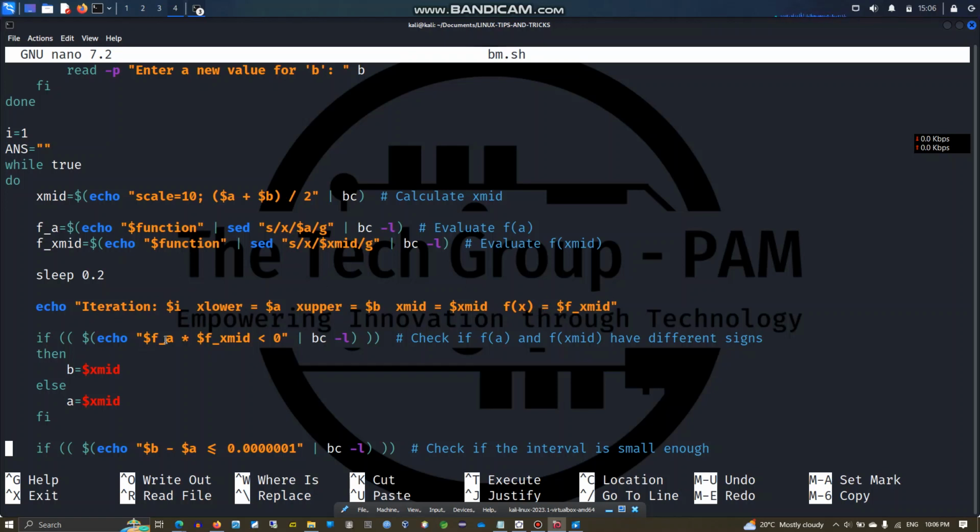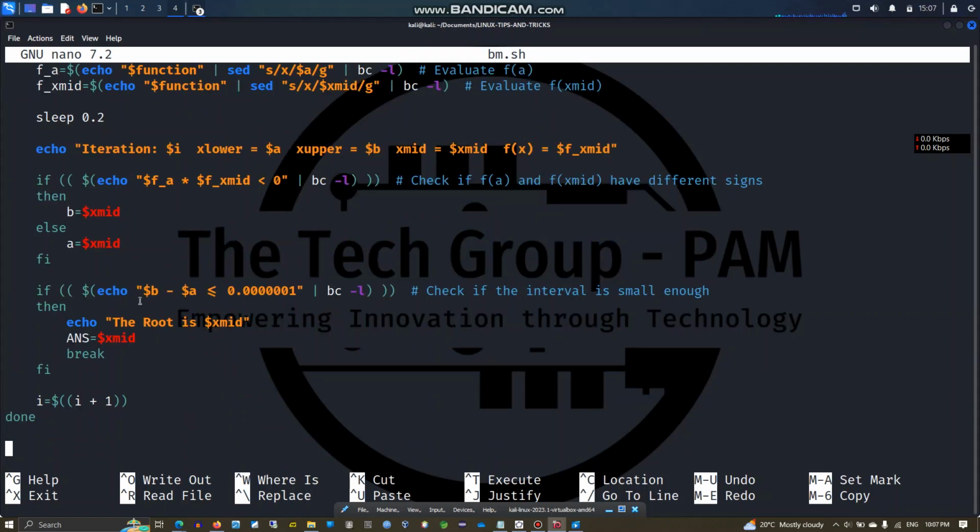Then we check if the f(a) times f(b) tunapata kama ziko na different sign, meaning we change b and a accordingly. Refer to your Wikipedia, the bisection algorithm, the pseudocode, the explanation. Then if b and a, hapa nimeangalia, if b and a the difference is very very small, then let me take that as our root.